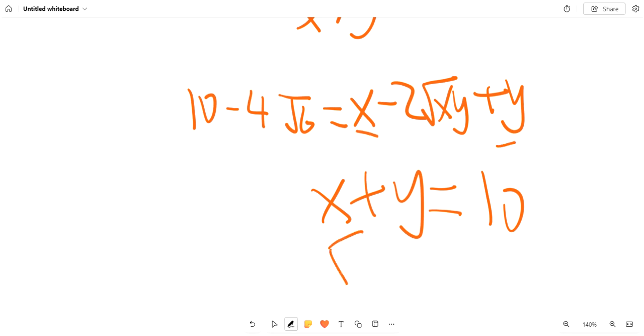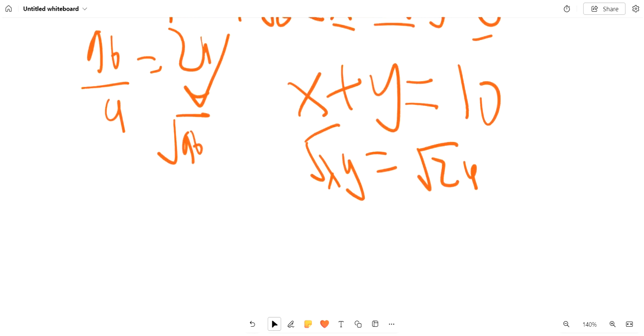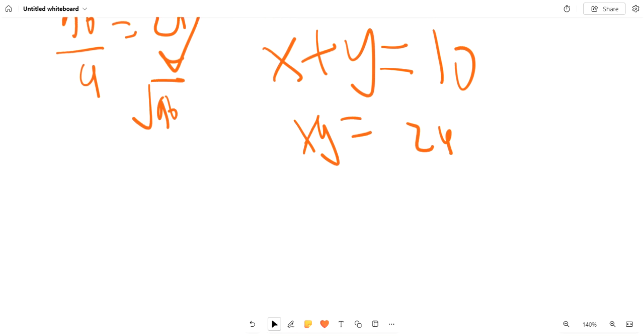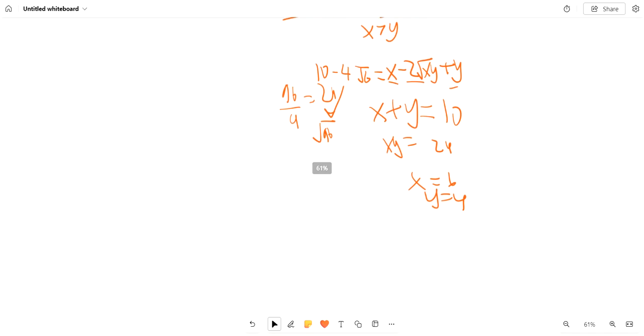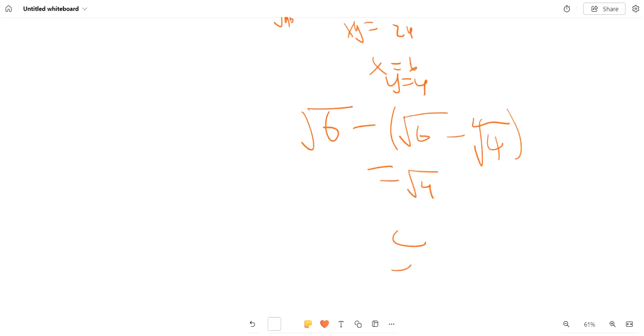And we also know that root xy equals root 24, since this is root 96, and 96 divided by 4 equals 24. We have to divide by 4 because there's a 2 here, and 2 squared is 4. So we know that xy is 24, and x plus y is 10. Solving this, we get that x equals 6, and y equals 4. By plugging this back in the equation, we get root 6 minus root 4, which is just root 4, which is equal to 2, which is our answer.